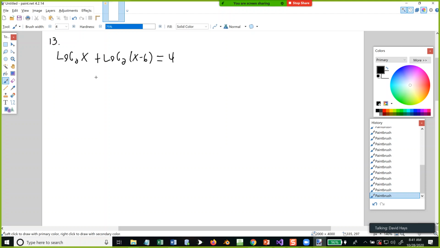Next step is to use properties of logs. Log of something plus log of something, addition becomes multiplication. That gives us log base 2. X times x is x squared. X times negative 6 is negative 6x.